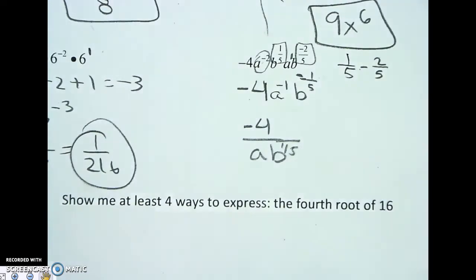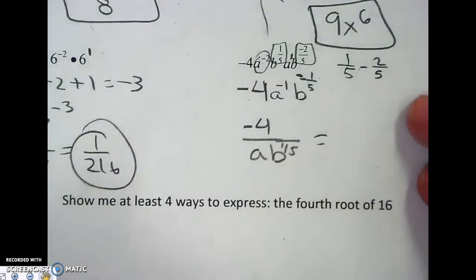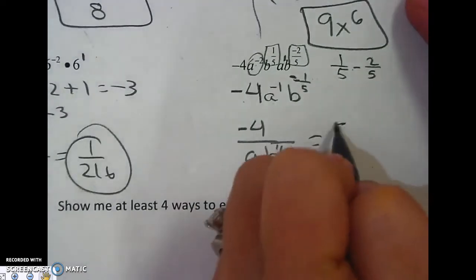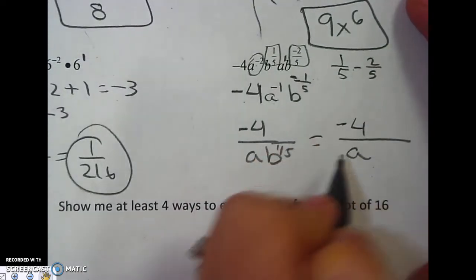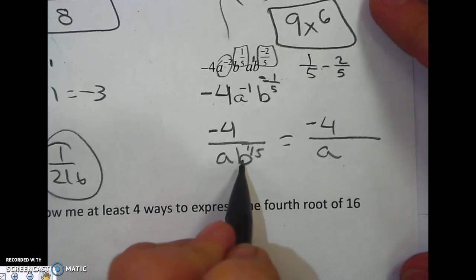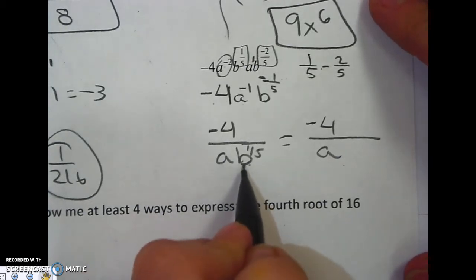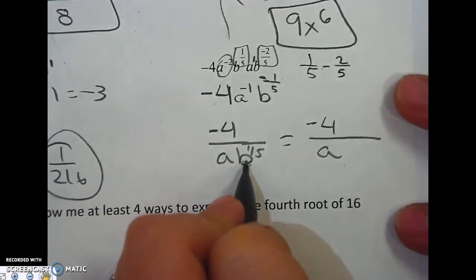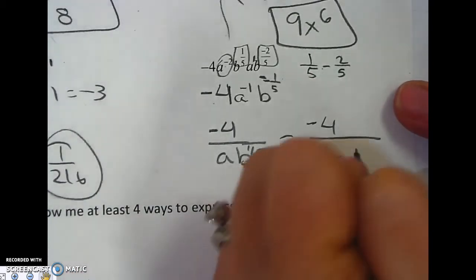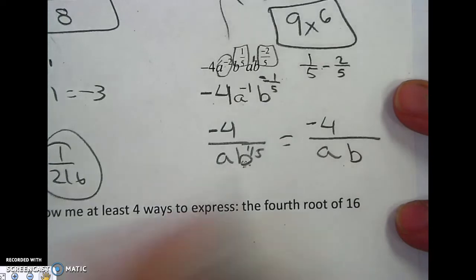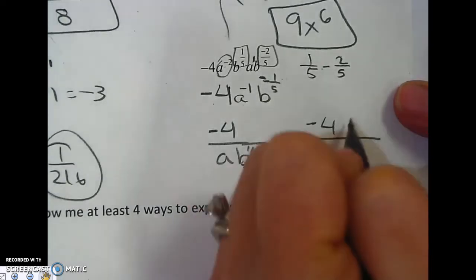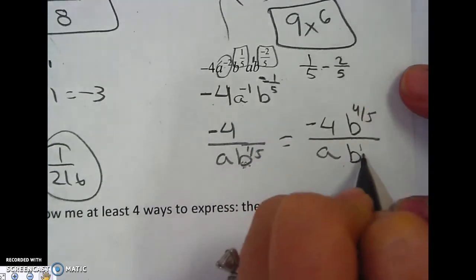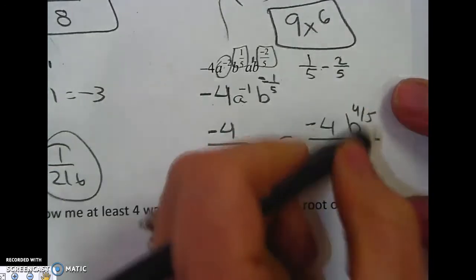But the problem is that I can't have a fractional exponent. I'm sorry, a fraction in the denominator. So the negative 4 stays where it is. The a stays where it is. And I have to figure out how I can still have 1/5 more on the bottom. Remember, think of money. This is like 20 cents more on the bottom because 1/5 of a dollar is 20 cents. So if I have $1 down here, that's what b to the first is, then I have 80 cents here, which is 4/5. I still have 20 cents more.